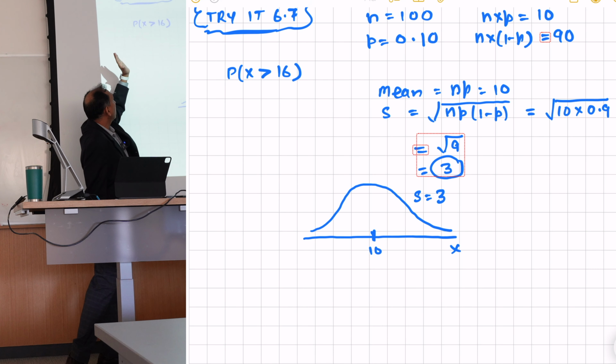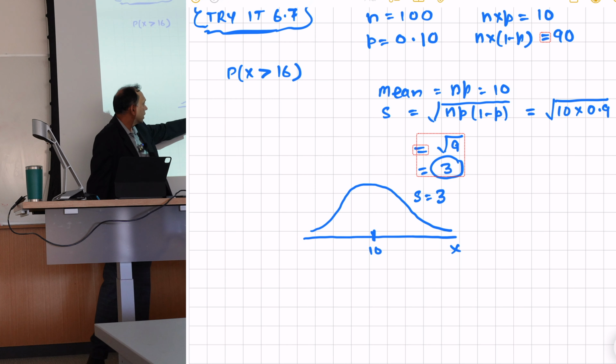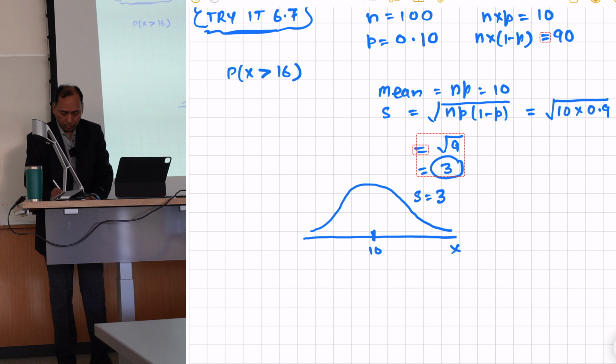We can make this picture, what is the chance that X is more than 16? So 16 is to the right of 10. So if I put it here, then what is this area?